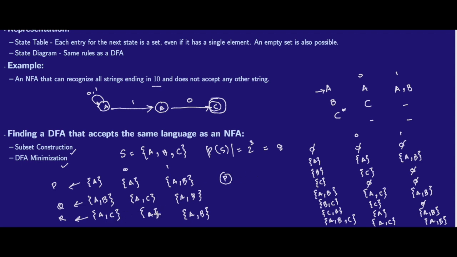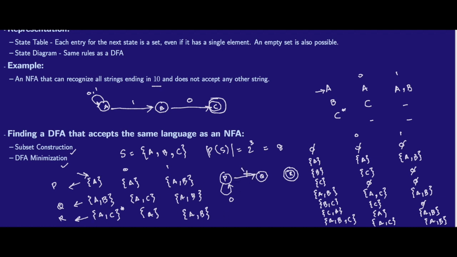And what are my final states? That's a good question. So my starting state is A here. This is my starting state, and since C is the only final state, so C is only here, so this is my final state. So R is my final state. So P, Q, and R. Okay, for P at a 0 I get to A, which is P again. So at 1 I go to AB, which is Q.